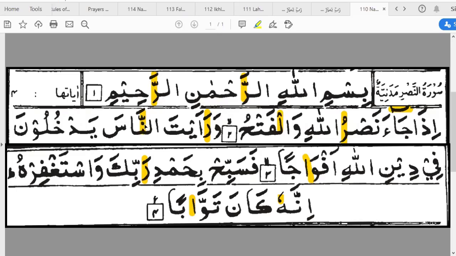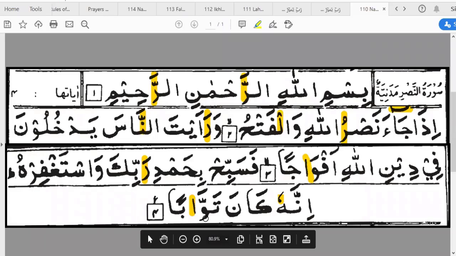Over here, you've got that Noon Mushaddad, and we follow the Ghunna rule, so we prolong the sound for 2 seconds. Wara'aytan-nas. Over here, there is alif, and before that there is letter waw with the fatha stroke. So this is the madd letter. Alif is a madd letter. So we again prolong the sound for 2 seconds. Again, the same rule over here. Alif is a madd letter. We prolong the sound for 2 seconds.